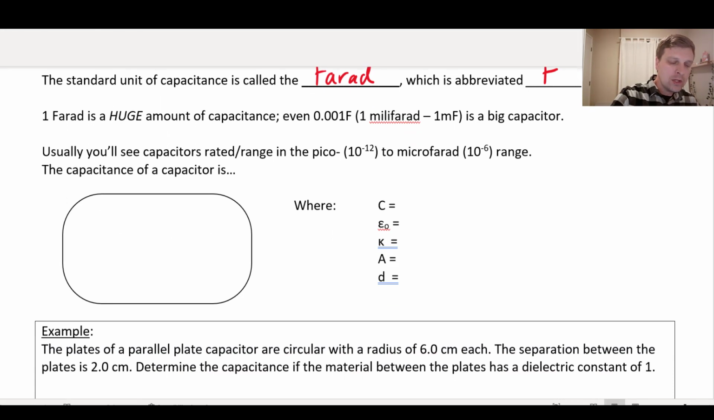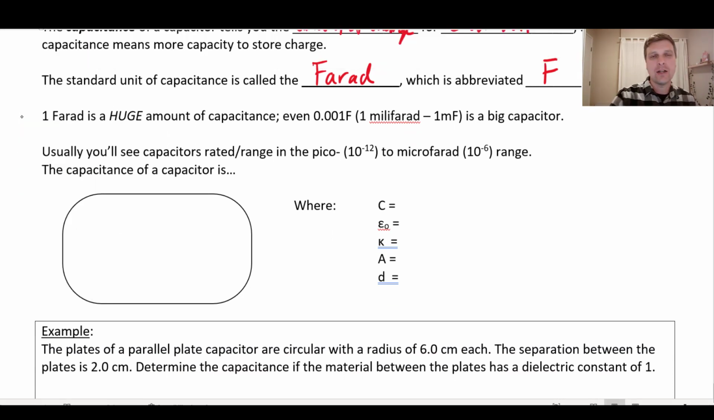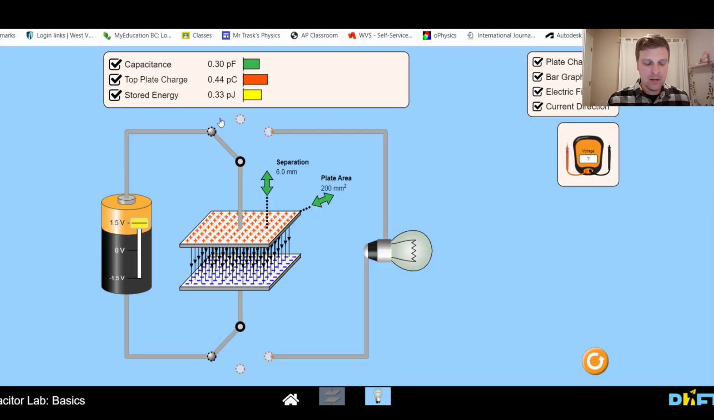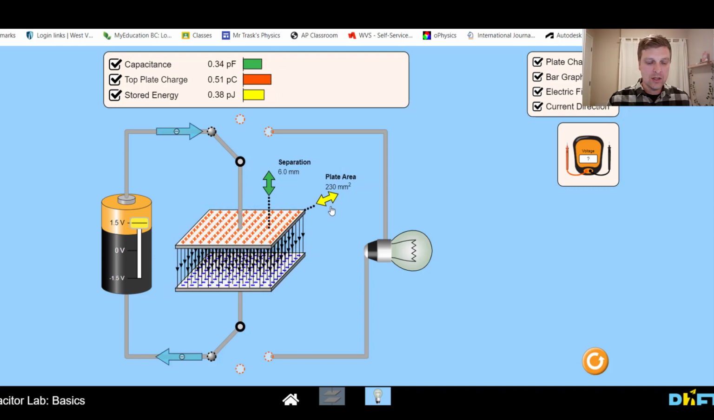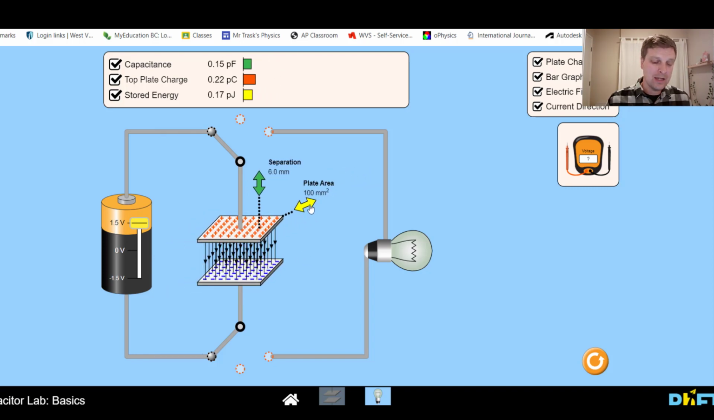Now, let's think about what factors are going to affect how good or how strong or how large the capacitance is for a capacitor. I'm just going to jump back to the simulation to think about this here. One of the things I could change about this capacitor, for example, is the size of the plates. So I could make the plates larger or smaller. And what you might notice is as I make the plates larger, we can see kind of at the top here, the capacitance increases. And as I make the plates smaller, the capacitance decreases.